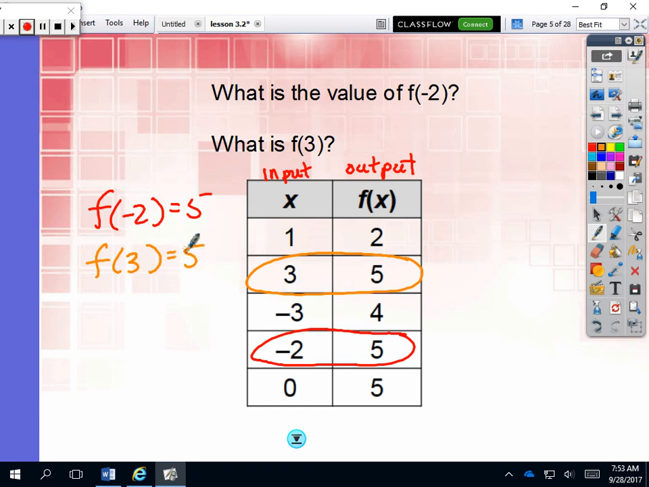So it's not invertible because, it's a function, because for every x there's exactly one y. There's no repeats in the x column, but there are repeats in the y column. So in other words, it's not invertible if there's repeats in both columns, or in the y column.